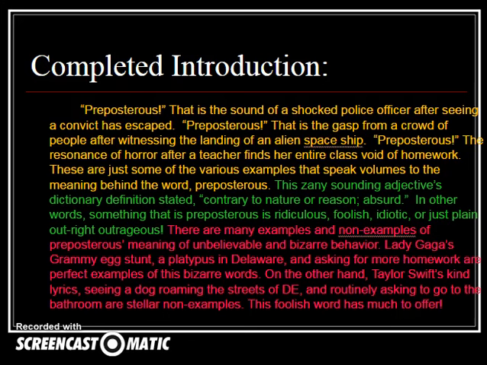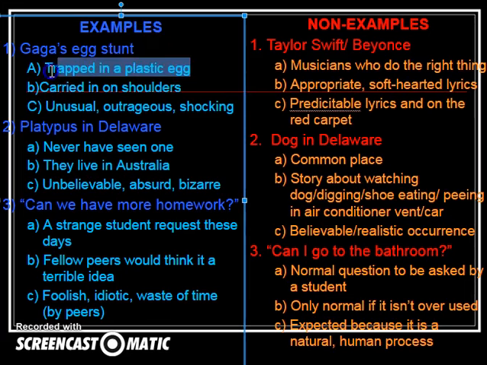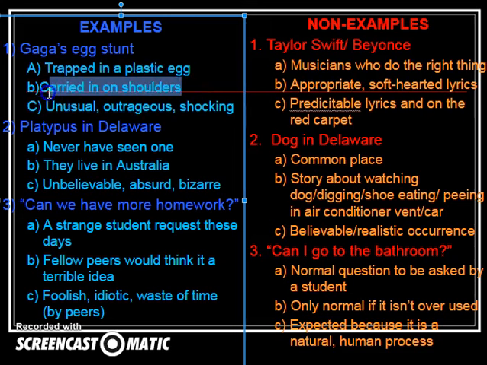Okay, once you complete your introduction and your thesis, you should have gone into your various examples and non-examples and detailed them out. Next to A and B, you're telling me 2 things about your example that tell why it is perfect for your word. Why was Lady Gaga's egg stunt preposterous? She was trapped in an egg. She was carried in on shoulders.